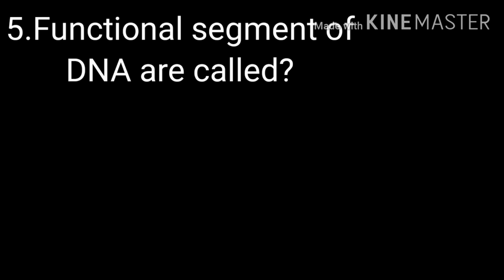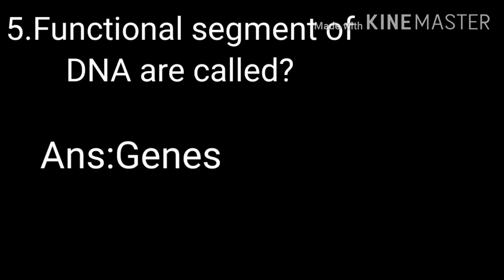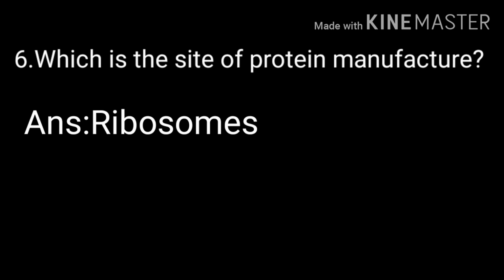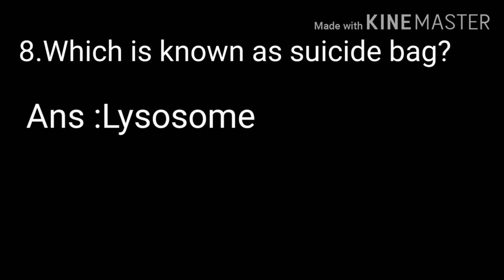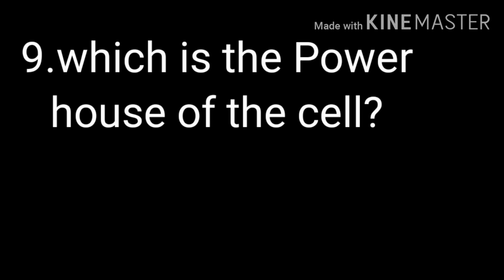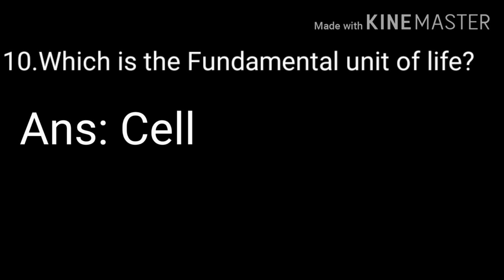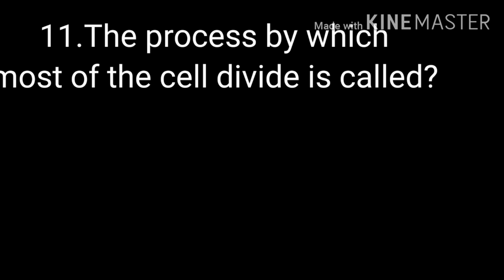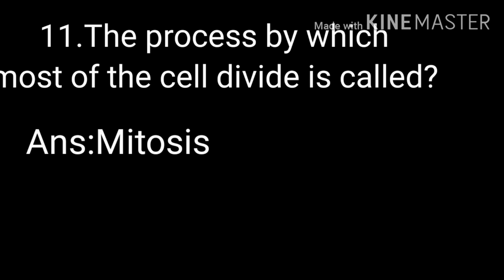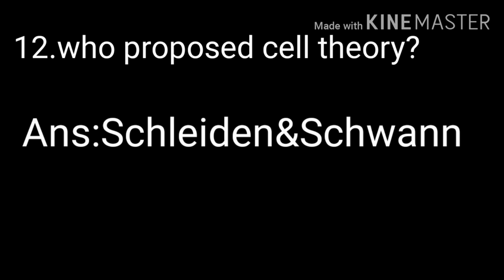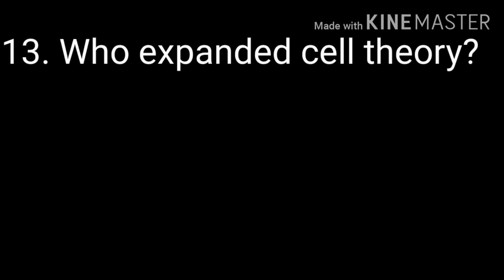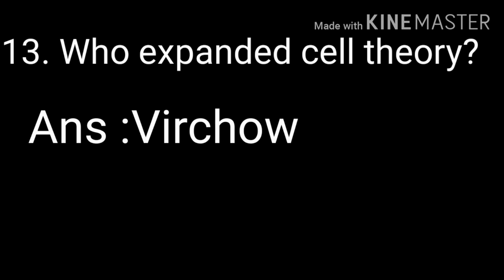Functional segments of DNA are called genes. Which is the site of protein manufacture? Ribosomes. Who discovered the Golgi apparatus? Camillo Golgi. Which is known as the suicide bag? Lysosomes. Which is the powerhouse of the cell? Mitochondria. Which is the fundamental unit of life? Cell. The process by which most cells divide is called mitosis. Who proposed cell theory? Schleiden and Schwann. Who expanded cell theory? Virchow.